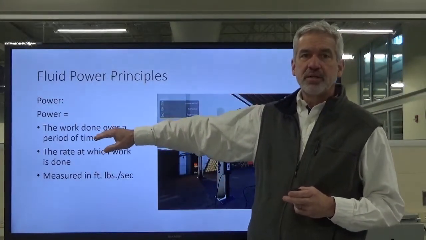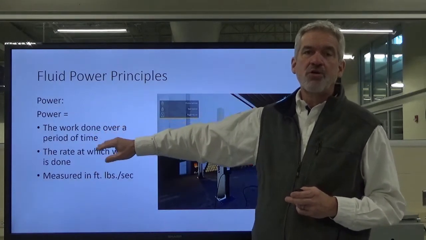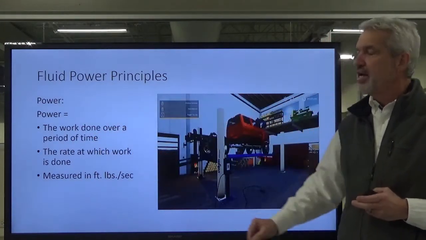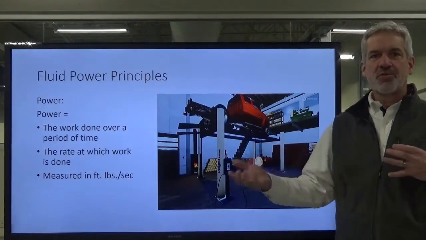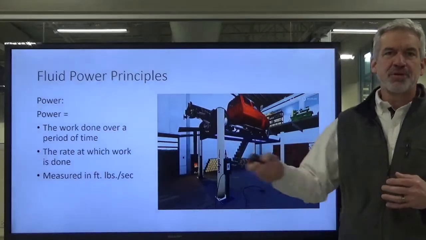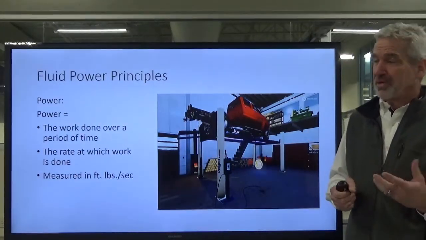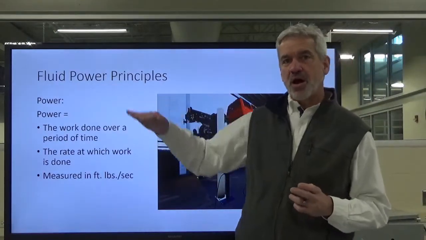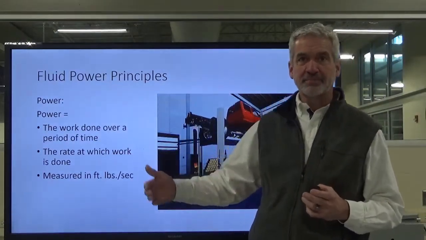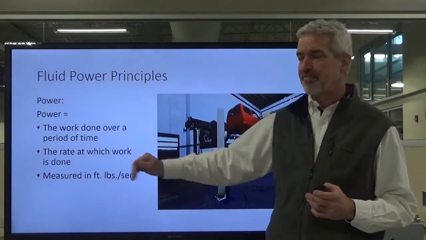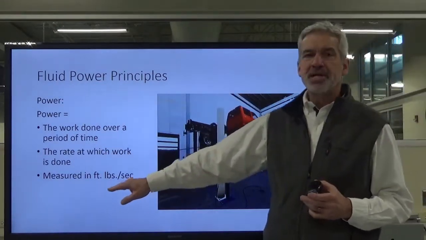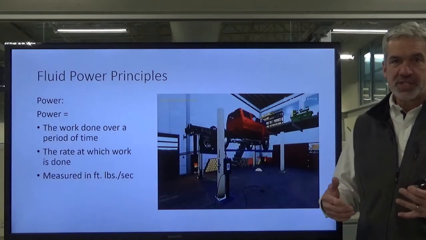Power is simply the amount of work done over a period of time. Oddly enough, that sounds like a phrase: I've done something over a period of 3 days. That's actually the formula. That's the amount of work done over, which means divided by, a period of time. And we measure that in foot-pounds per second.